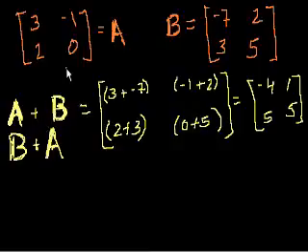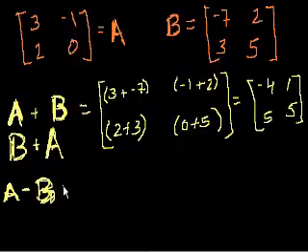Well, actually, let me show you. What would be A minus B? A minus B. Well, you could also view, this is capital B, it's a matrix. That's why I'm making it extra bold. Well, that's the same thing as A plus minus 1 times B.